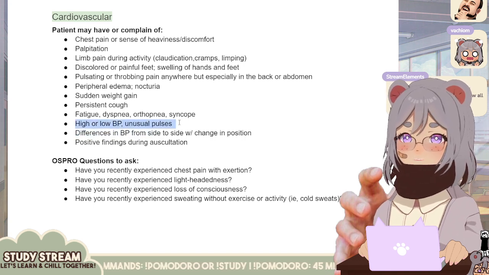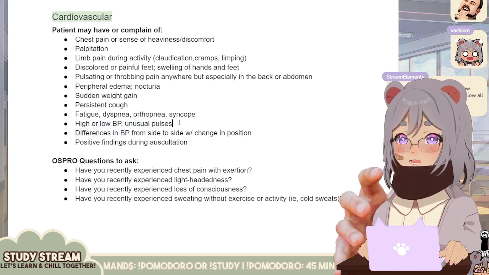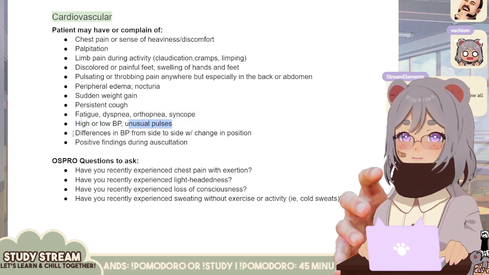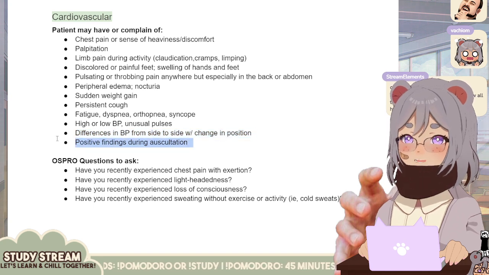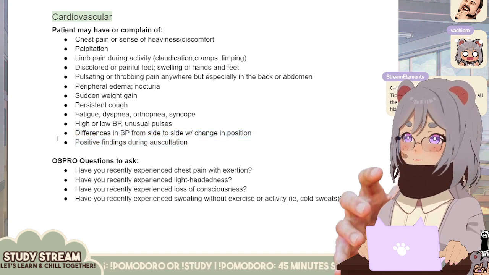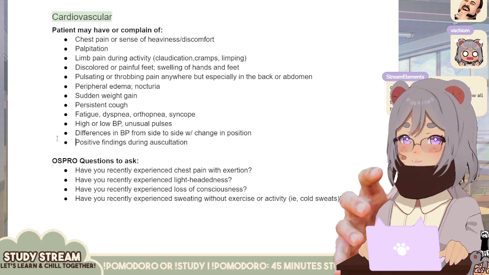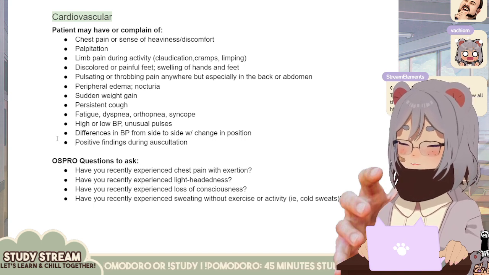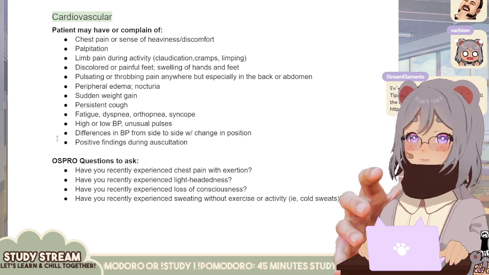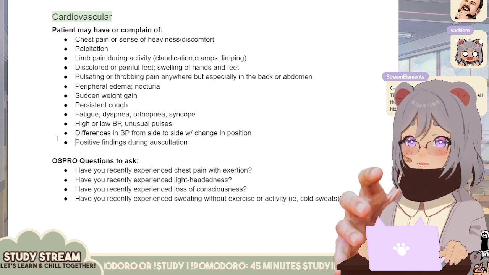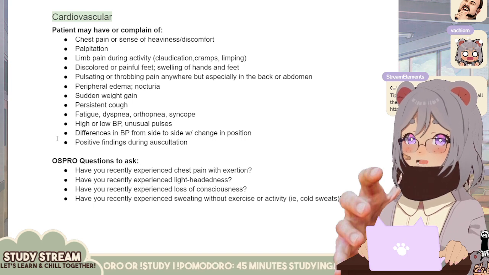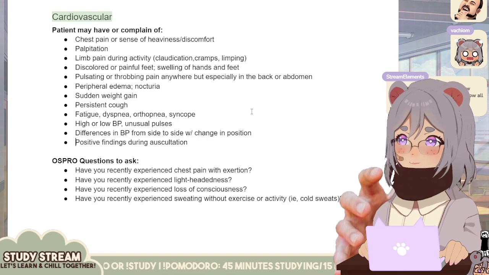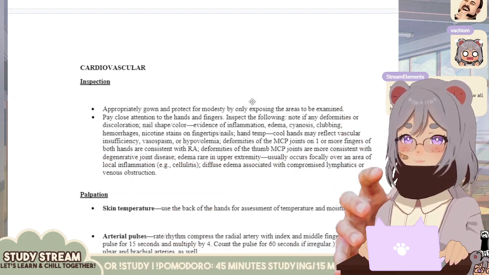High or low blood pressure, unusual pulses, which we'll talk about a little later, differences in blood pressure from side to side or with change in position, and positive findings during auscultation, which we'll also cover. Cardiovascular questions you may want to ask to assess for red flags: have you been experiencing chest pain with exertion? Have you experienced lightheadedness? Loss of consciousness? And sweating without exercise or activity, which can be referred to as cold sweats?